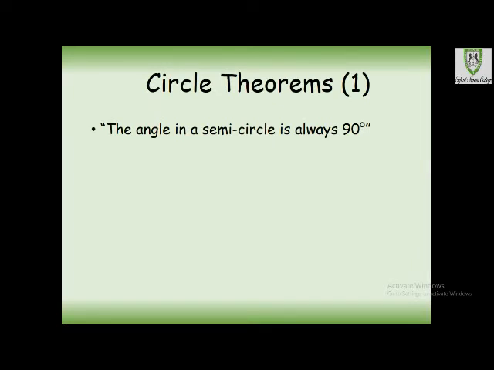Alright, there are theorems that we'll be treating, and the first theorem states the angle in a semicircle is always 90 degrees. Recall, a semicircle is when two semicircles are brought together, it forms a circle. So when you divide the circle into two, you have a semicircle.